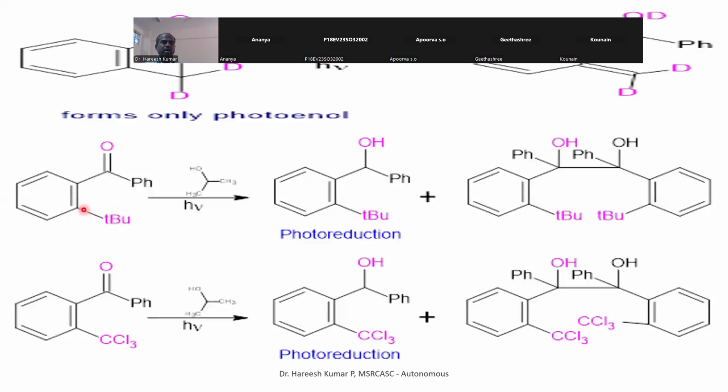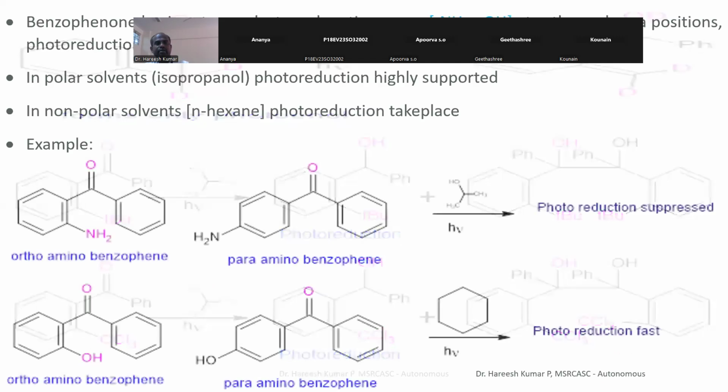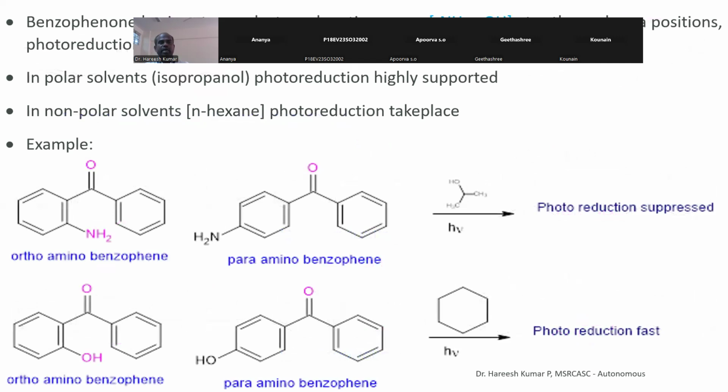So in place of it at the ortho position, if there is a trichloro carbon, in such a case this also undergoes photoreduction, not photoenol formation. That means photoreduction means conversion of a carbonyl compound into alcohol and pinacol formation. With this, I will go to the next slide. So here, benzophenone having strong electron donating groups such as NH2, OH at the ortho and para positions. In such a case, photoreduction depends on the solvents. Now, what are the solvents?